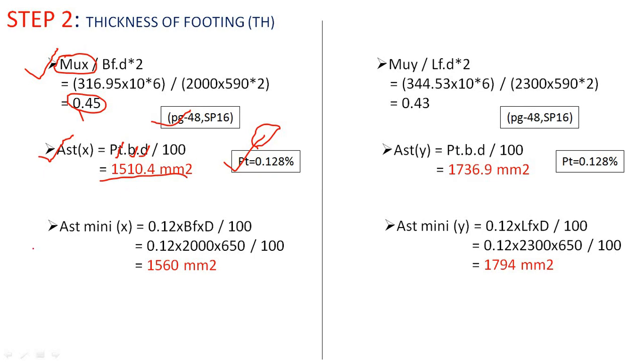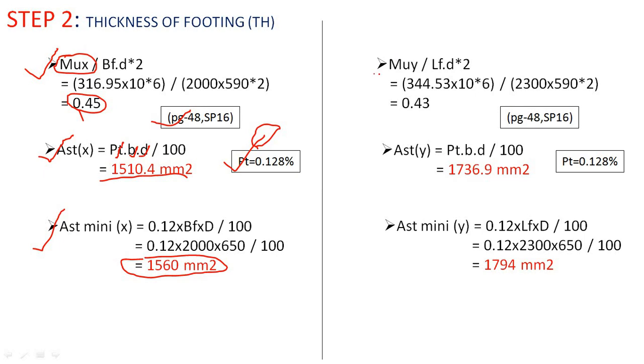So next what we will do, we will find the minimum steel. So minimum steel will be 12% of this area. So 0.12 into B into D divided by 100. So we will have the value of area of steel minimum in x direction as 1560 mm square.